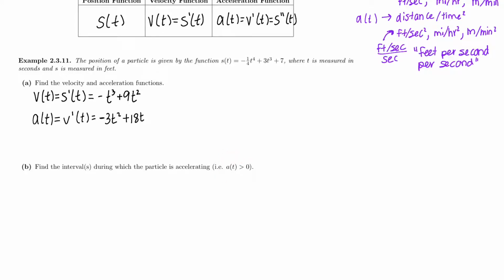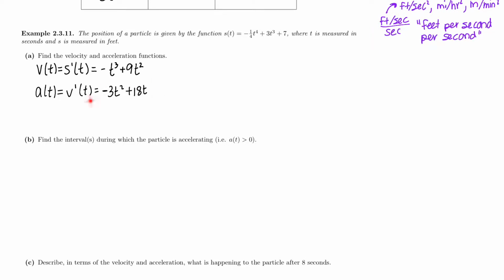So we want to know when the acceleration is positive, because that's when we are accelerating. That's when we are speeding up. So we have this acceleration function, and we're told to set it greater than 0. This right here is a non-linear inequality, which means we need to factor it and set up a number line. So I can factor out a negative 3t, and then I have t minus 6 greater than 0.